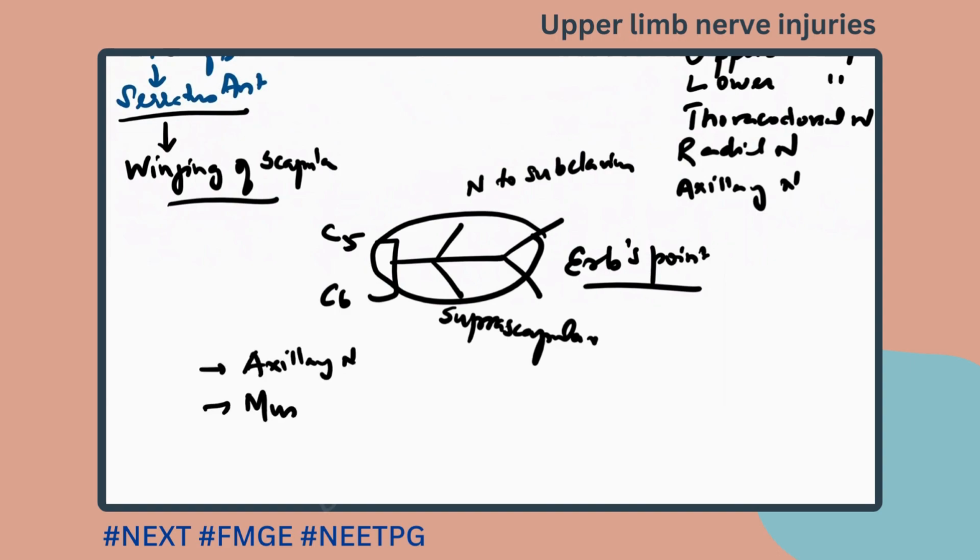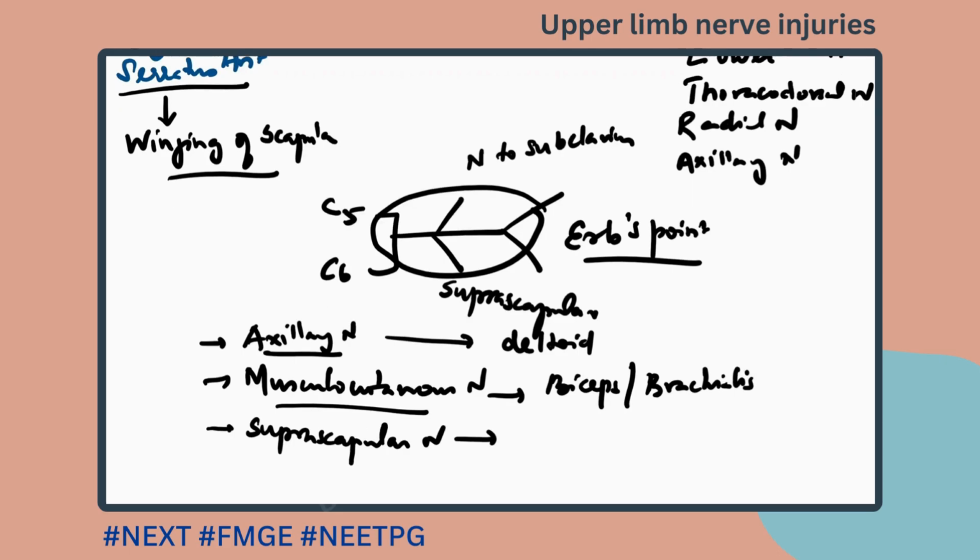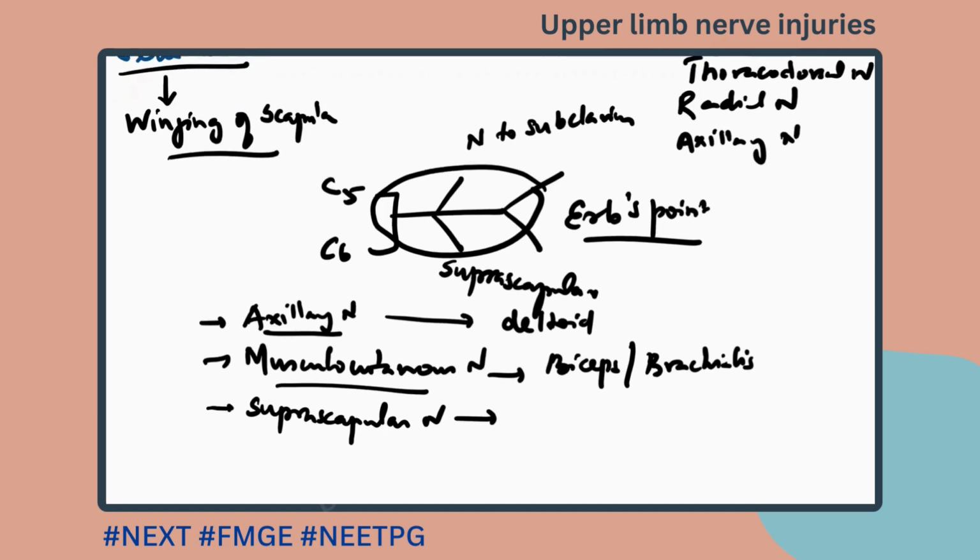Now the C5, C6 root is mainly seen in the axillary nerve, and in the musculocutaneous nerve. These are the nerves which carry the maximum of these fibers: axillary nerve, musculocutaneous nerve, and the suprascapular nerve. Now if damage has happened there, these nerves will not work. The axillary nerve supplies the deltoid, which will not work. The musculocutaneous nerve supplies biceps and brachialis, which will not work. The suprascapular nerve supplies supraspinatus, which will not work.